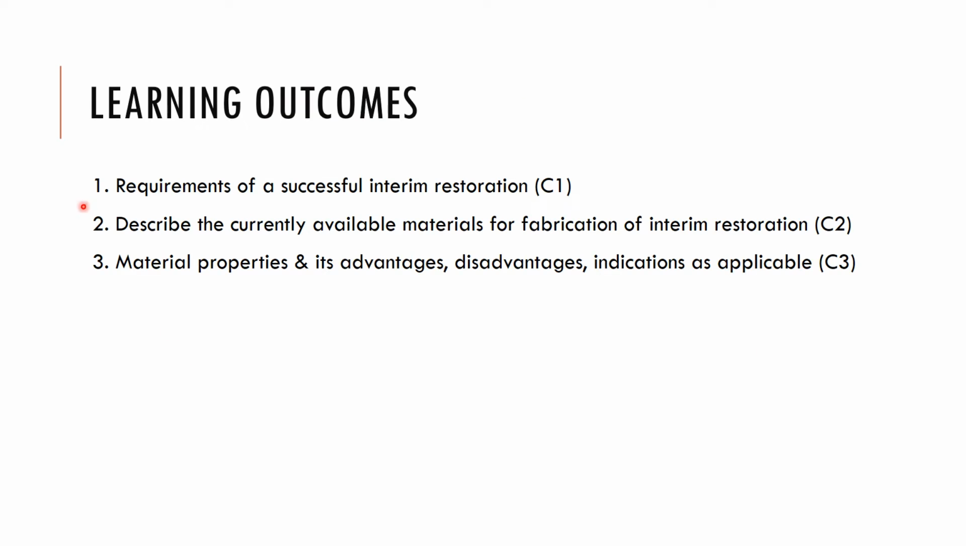Coming to the learning outcomes, we have three learning outcomes. First is the requirements of a successful interim restoration. Interim restoration is another name for a provisional restoration. And to describe the current available materials for fabrication of interim restorations, materials, properties, and its advantages, disadvantages, indications.